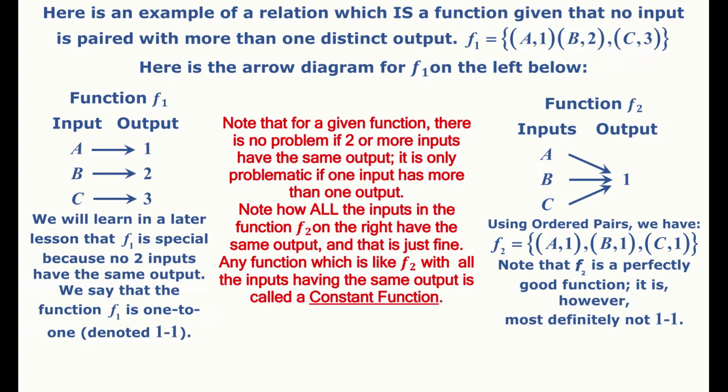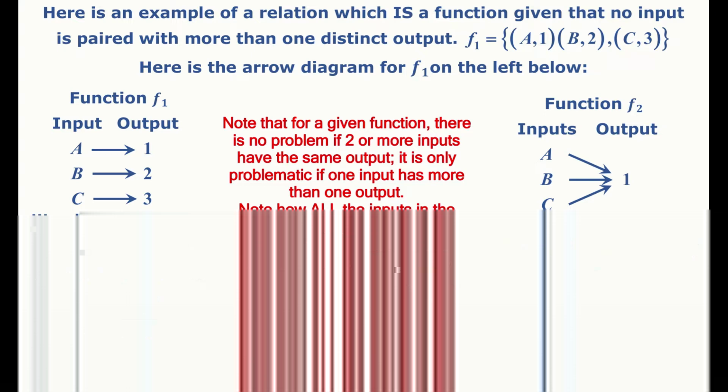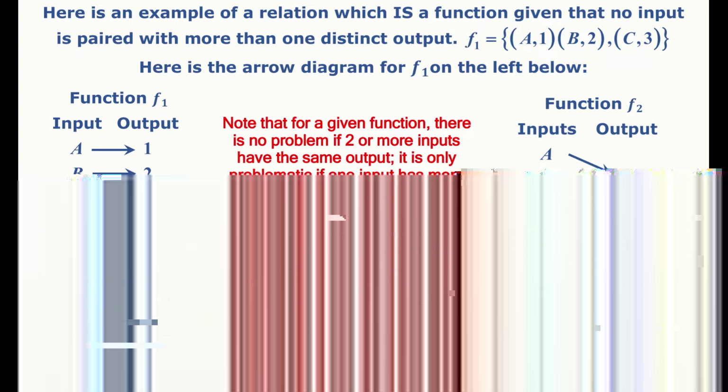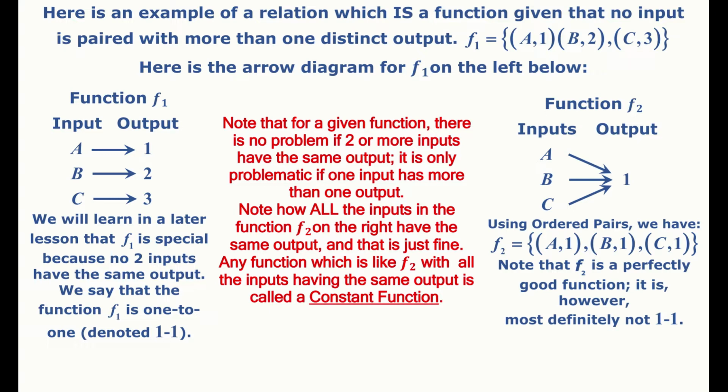We'll learn in a later lesson that F1 is actually, even as a function, kind of special, because not only does each input have one unique output, notice that no two inputs have the same output either. And that's not a violation of the definition of a function, but that's not what happens here either. In other words, we call this kind of unique function, where each input has an output and no two inputs have the same output, one-to-one. But much more on that later.